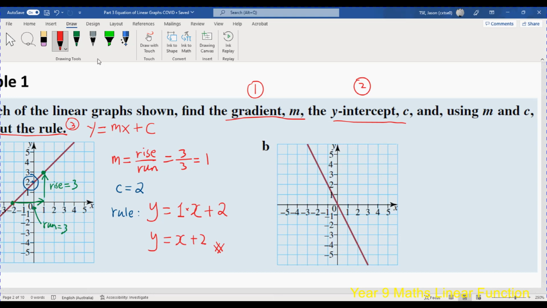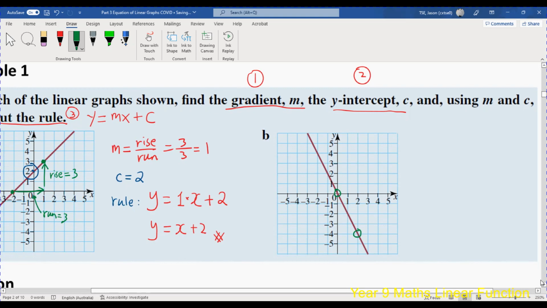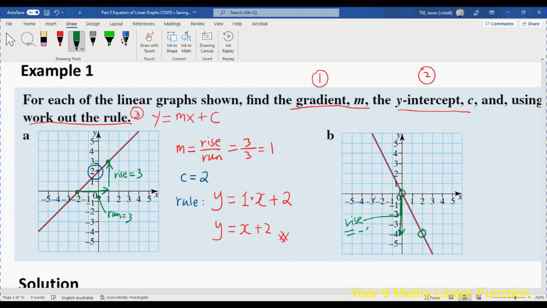Let's try to do B. Again, we're going to find gradient. Any 2 points? Yeah, how about here and here? Just any 2. You don't need to be the same as mine. Right? And let's do the rise over run. Okay, so this time, what would be rise here? 1, 2, 3, 4. Is it 4? Wait a minute. It's going down. So it shouldn't be 4. It should be -4.